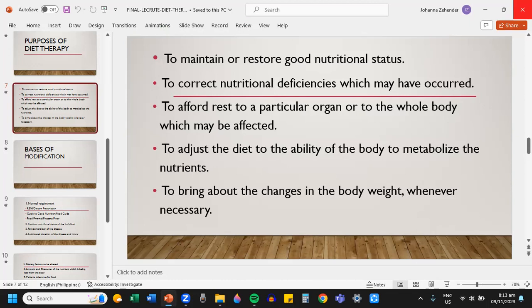and to bring about changes in body weight whenever necessary. So let's say, for example, you are dealing with a patient with severe malnutrition, or who is experiencing electrolyte deficiencies. You would expect that the diet for that patient would include foods that are high in calories, and foods that are high in the electrolytes that the patient needs, especially potassium, iron, fats, and so forth.